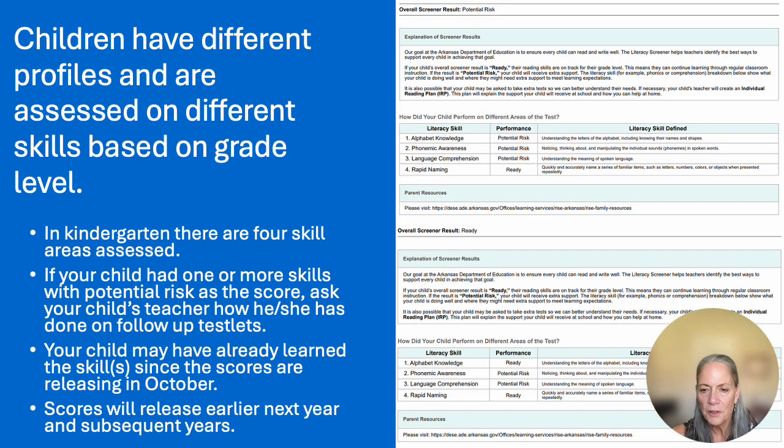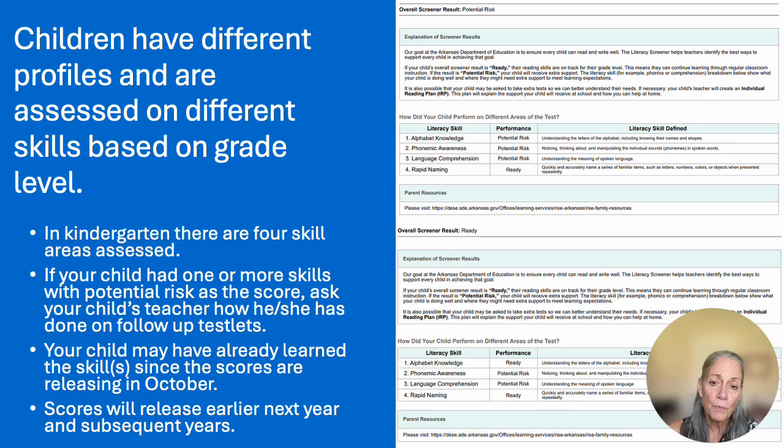I pulled a few profiles because children do have different profiles. And they're also assessed on different skills based on the grade level. So these are two kindergarten profiles that I pulled. And you can see that the top one, the student is at potential risk. And when you look at the different literacy skills, these are kindergartners, so they're being assessed on alphabet knowledge, phonemic awareness, language comprehension, and rapid naming. And you can see the student is ready on rapid naming, but has these three areas of potential risk. And so overall, this student is a potential risk.